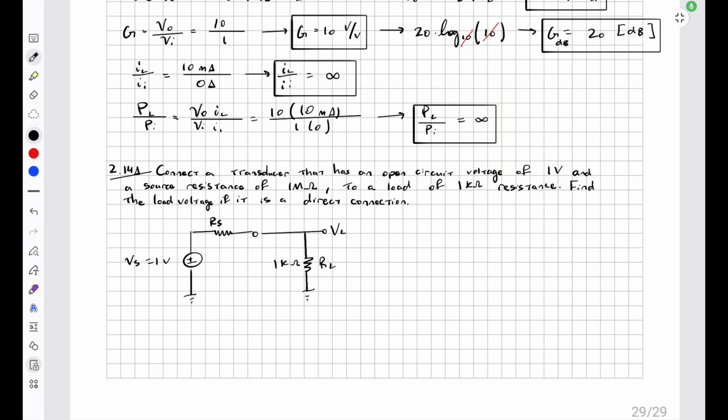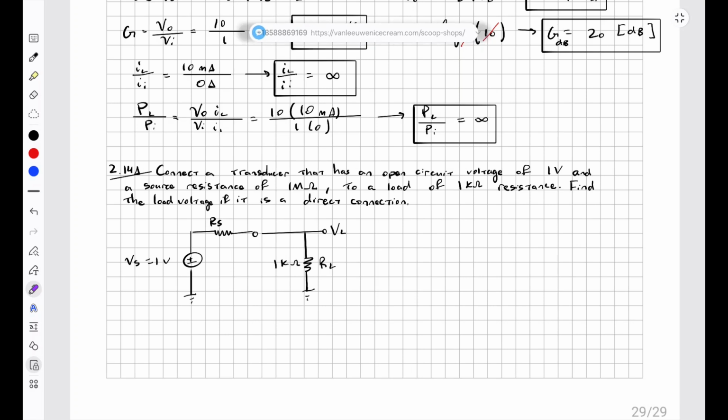Question 14 says to connect a transducer that has an open circuit voltage of 1 volt and also has a source resistance of 1 mega ohm. So we connect this transducer to a load of 1 kilo ohm resistance, and the question asks to find the load voltage if it is a direct connection. I didn't understand at all what this question was talking about, but it turns out it was a very wordy question and is actually a very simple solution.